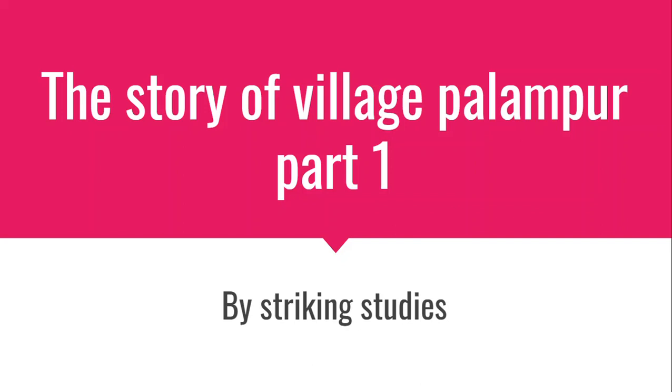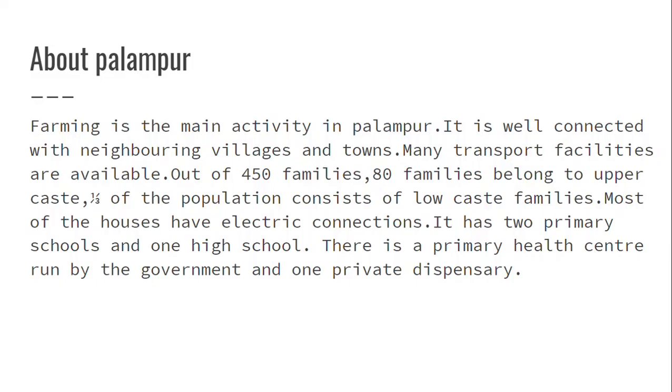So today we're going to be doing an economics chapter, which is the story of village Palampur, part 1. And this chapter will get over in 3 parts, so no worries, okay? First, Palampur is a hypothetical village. It's like a made-up village, and it's an ideal village. Reading the slide, you'll pretty much know that.